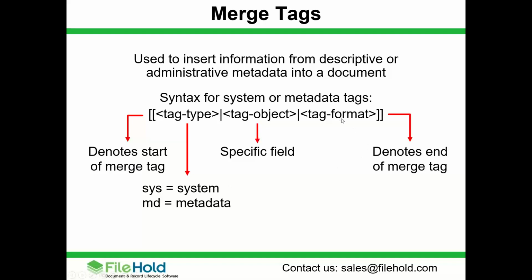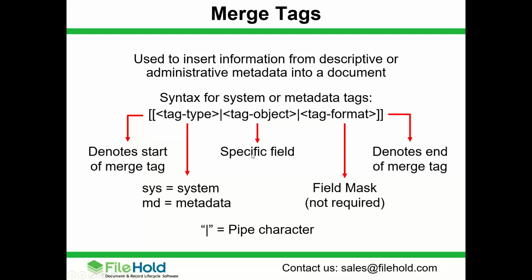If you want to put any formatting on the tag, you can put that on the end. And I've done that as part of the demo today as well. So you'll see what that looks like. And that's the field mask, which is not required. So you could just have the tag type and the tag object, and that's perfectly valid. And remember that the upright line that we're seeing here is the pipe character, which on my keyboard is just shift above enter. It's right above the backslash there. So again, that's available for anyone who wants to use it.